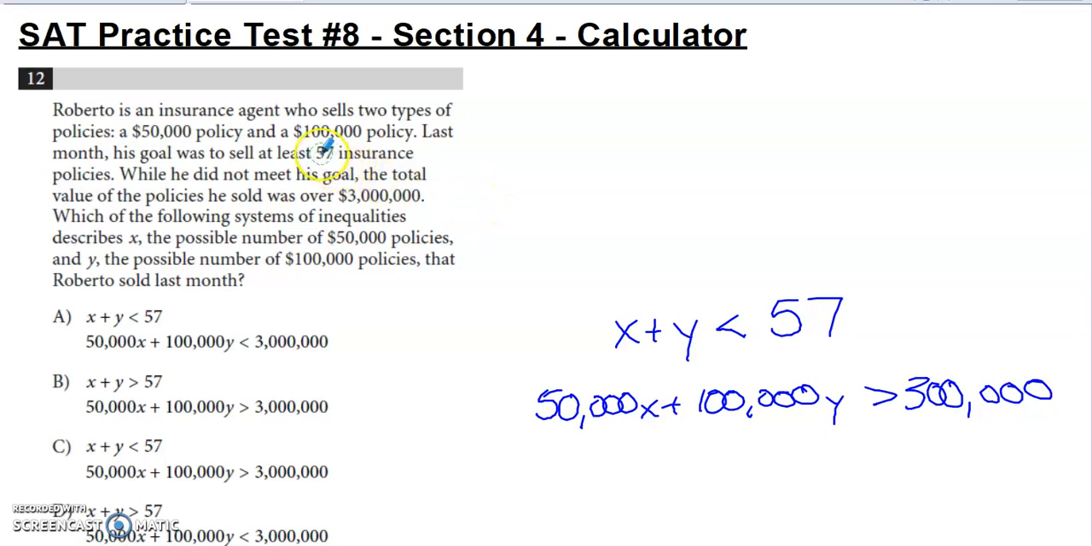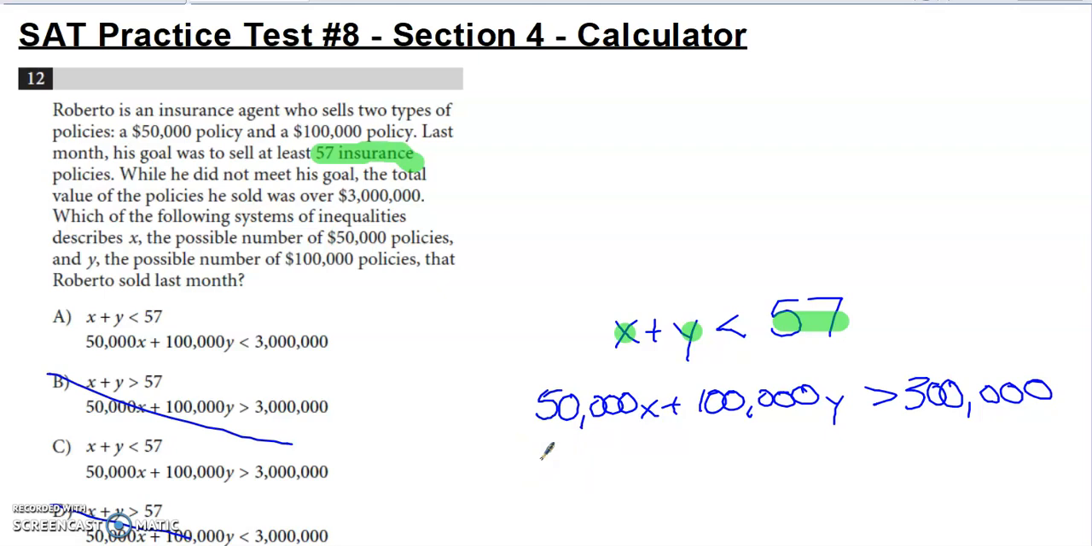So I think the easiest thing to do here is to recognize that he did not meet his goal of 57 policies. So the total number of X and Y is smaller than 57. Right? He did not meet his goal, so X plus Y has to be less than 57. And just recognizing that can allow us to eliminate choice D. Here's X plus Y is greater than 57. And then also choice B, also X plus Y is greater than 57. So we've got it narrowed down between A and C.